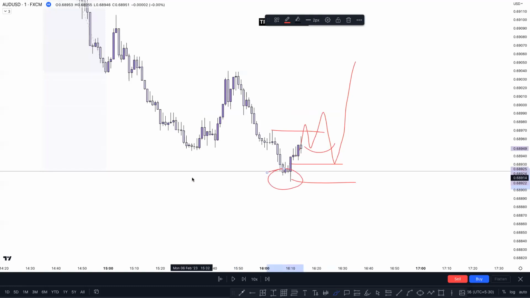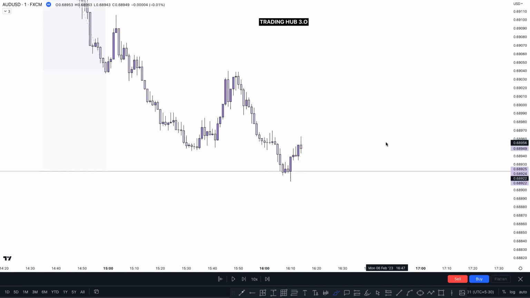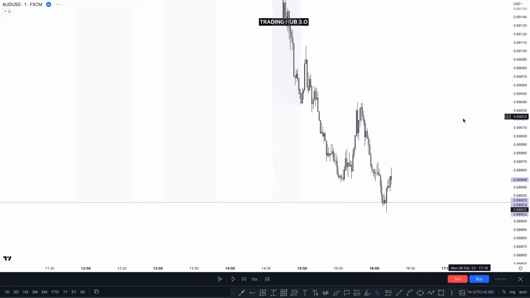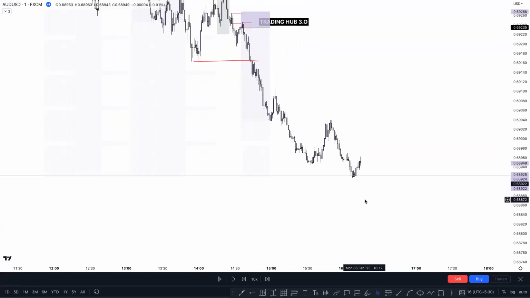Why? Because the previous structure taken out the low. Once market taken out the major higher low, internal major higher low, and sweep the higher low, then market gives you momentum to the upside, like a pullback before continuation. So there is a possible scenario that market can give you momentum like any reversal condition, then you can buy here for the short term.